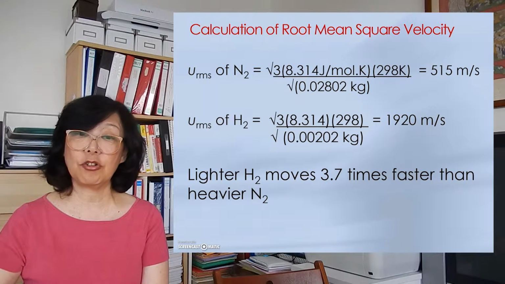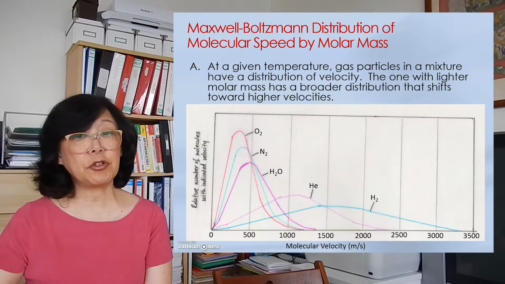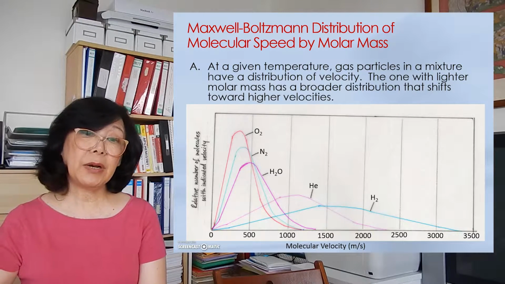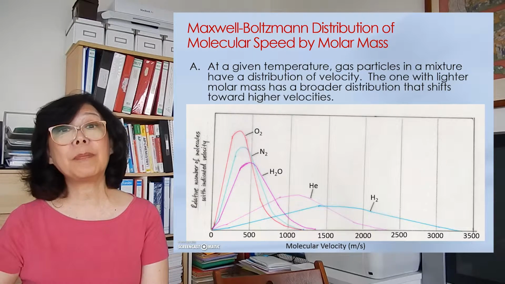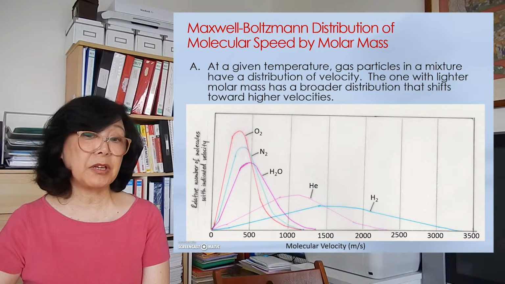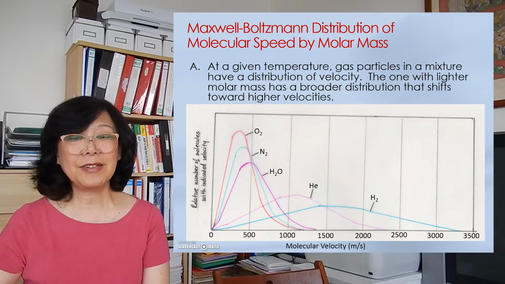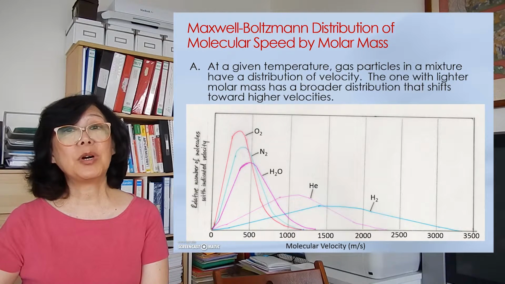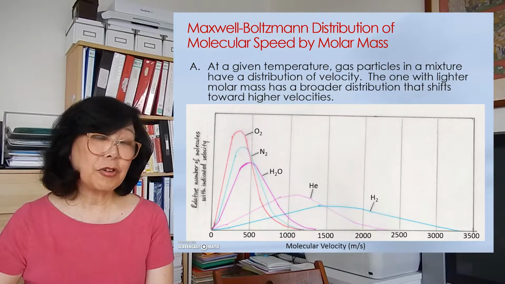Let's look at the Maxwell-Boltzmann distribution curve of molecular velocity by molar mass. Here we have oxygen, nitrogen, water, helium, and hydrogen for comparison. And we find that as we move toward the lighter molar mass molecules from oxygen to hydrogen, the distribution is more spread out, and the average velocity is much higher for hydrogen, which is about 1750 meters per second, and for oxygen is about 400 meters per second.